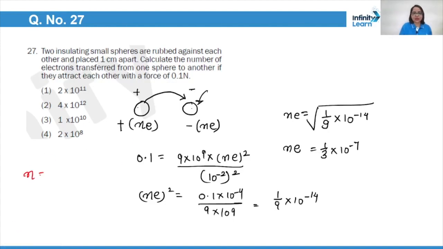Now let's find the value of n. So n is equal to 1 upon 3 into 10 power minus 7 divided by e. What is the charge on one electron? 1.6 into 10 power minus 19 coulomb, right? So after solving this one, you'll get the approximate value of n as option 1, 2 into 10 power 11.